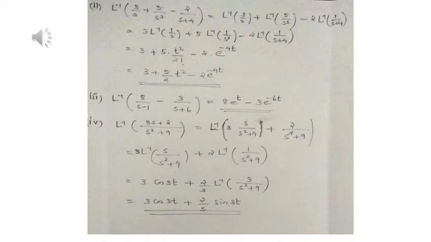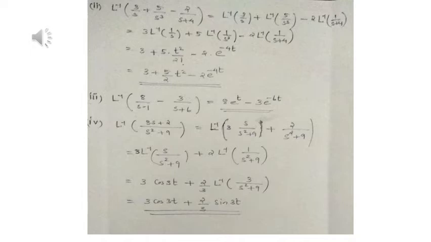Similarly, the fourth question, Laplace inverse of 3s plus 2 by s square plus 9. So here we are splitting the terms, that is L inverse of 3s by s square plus 9 plus 2 by s square plus 9. Taking 3 outside the Laplace because it is a constant, we get 3 into L inverse of s by s square plus 9 plus 2 into L inverse of 1 by s square plus 9. So s by s square plus 9 is cos 3t.